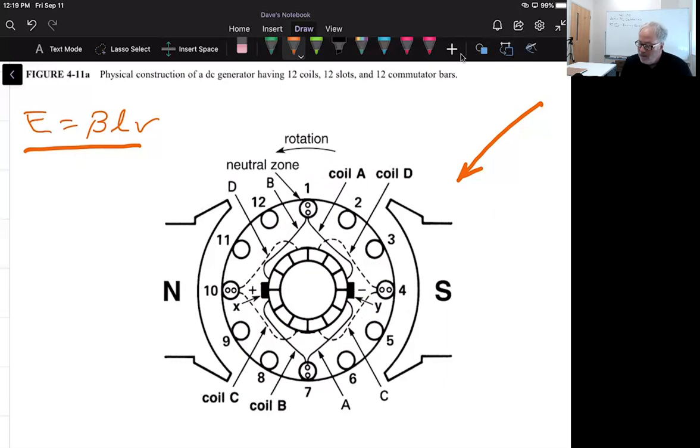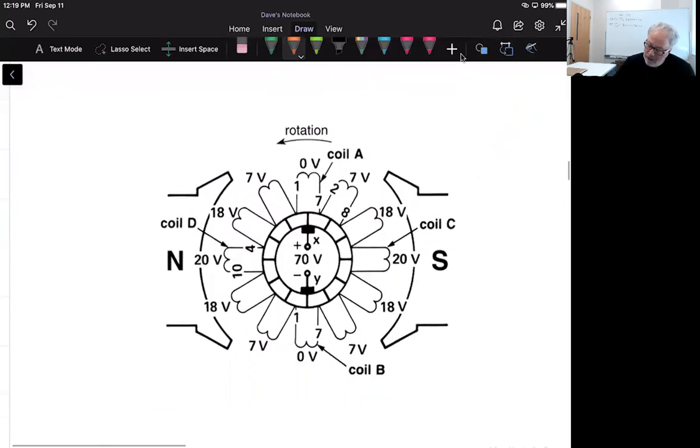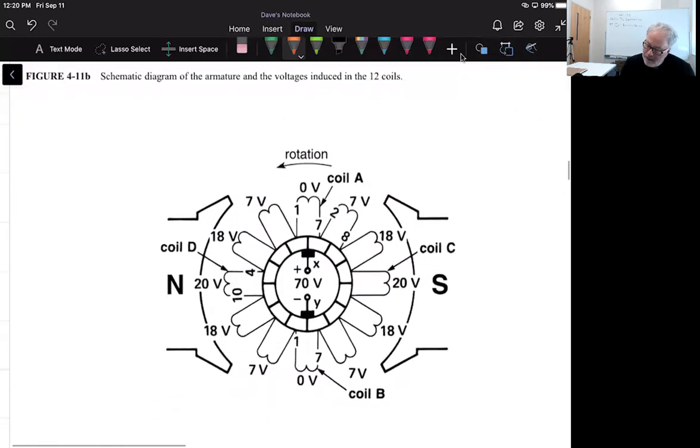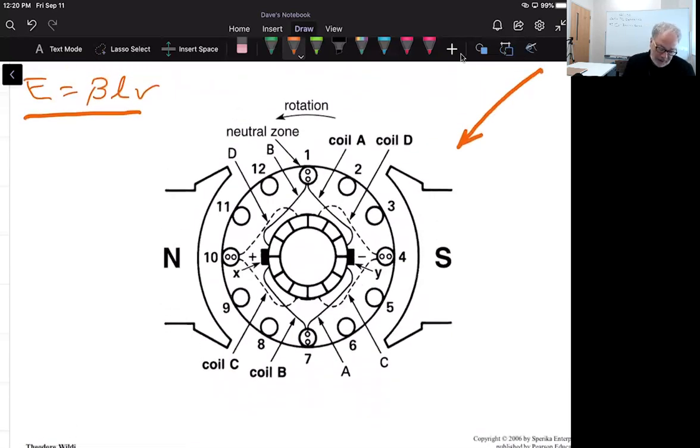Okay, so that's the particular. So this would be the actual physical construction of this generator. And then we can also look at the equivalent schematic diagram of the same generator with the same number of coils. Okay, so let me walk through a couple of things here, and this is on your page 75.